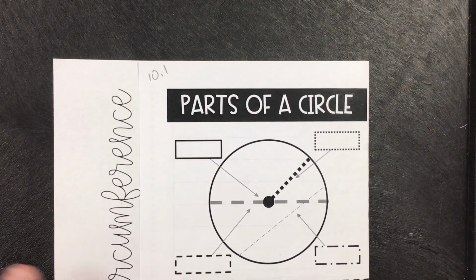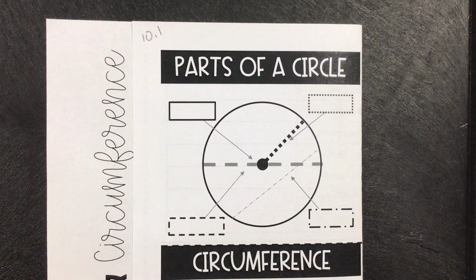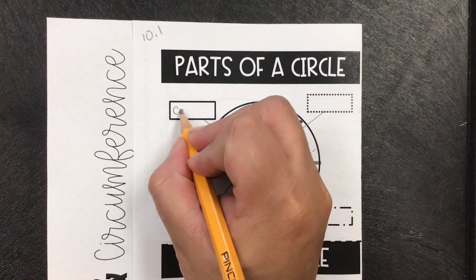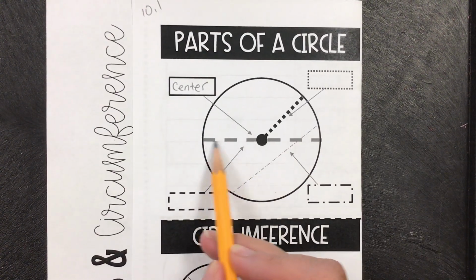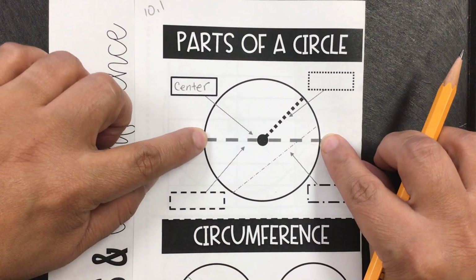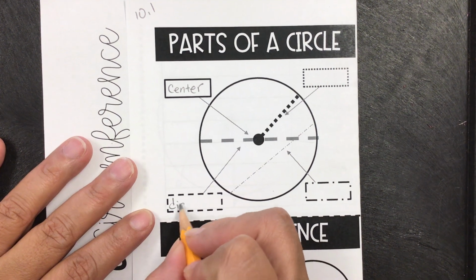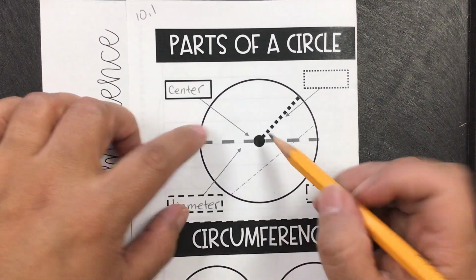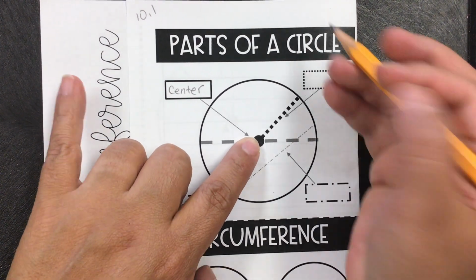This is the video for section 10.1 and we're looking at circles. First we're going to say that this point right here is the center. This line that goes through the center and ends at the edge of the circle is called the diameter. From the center to the edge of the circle is called a radius.